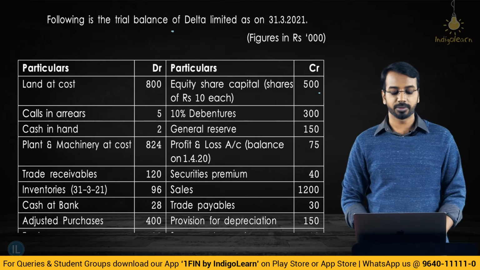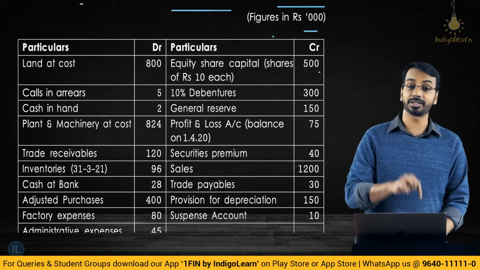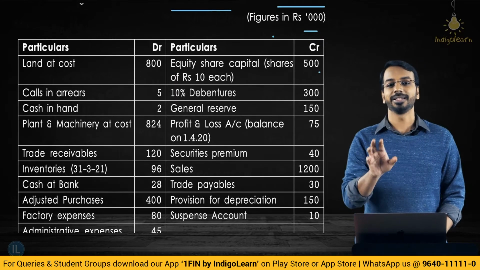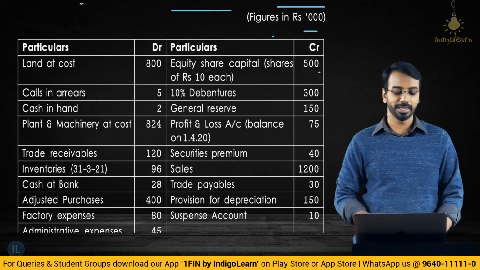Following is the trial balance of Delta Limited, as at 31st March. Figures are in 1000. Why is this important? Because in the additional information, numbers may not be given in thousands. So, accordingly, you will have to do the adjustments, right?